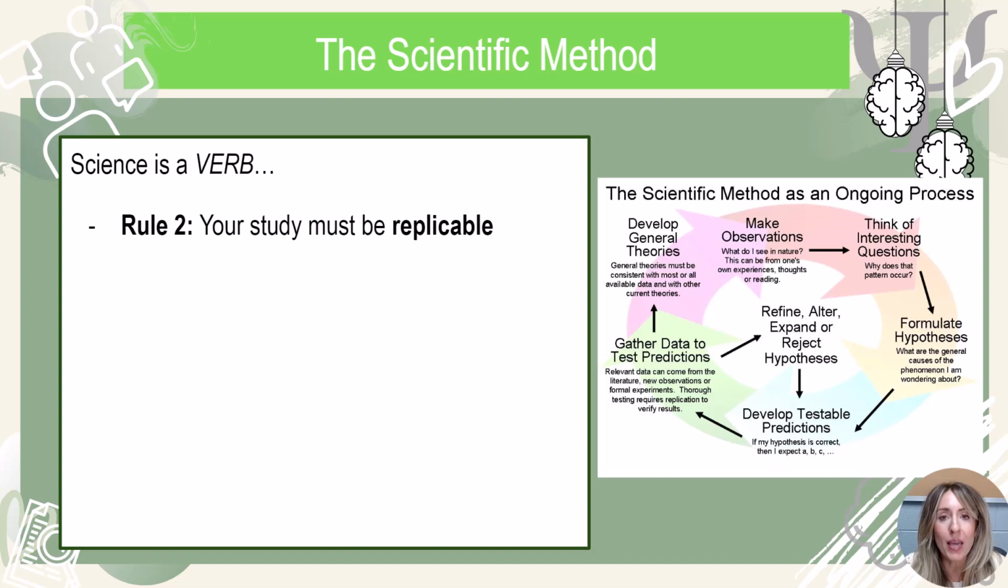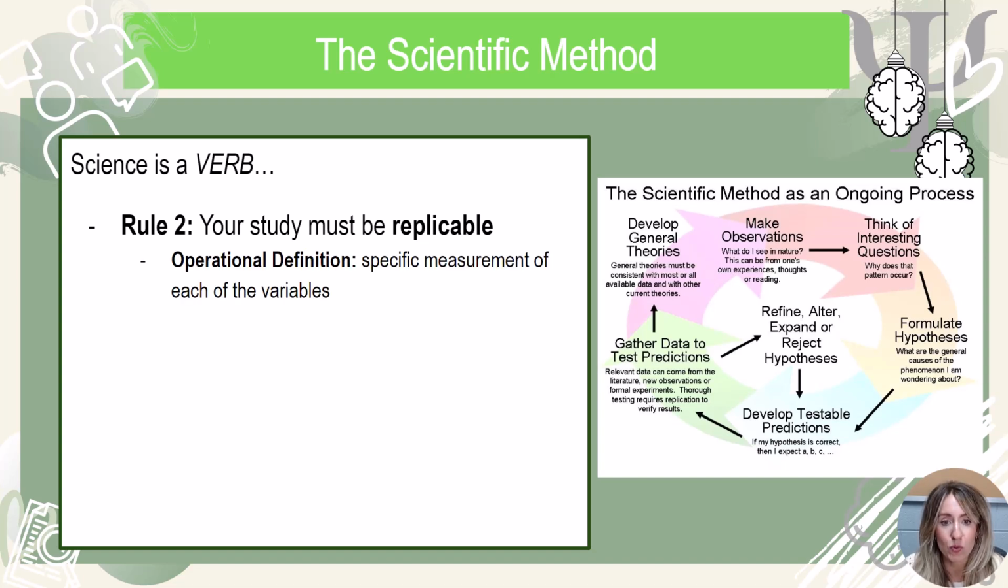The next rule is that your study must be replicable. So you have to be able to do the study more than once, right? You can't just do one study one time and say, oh, this is true, right? And one of the most important things when we are making a study replicable is that we have that operational definition. So we have a very specific measurement of the variables in our study.